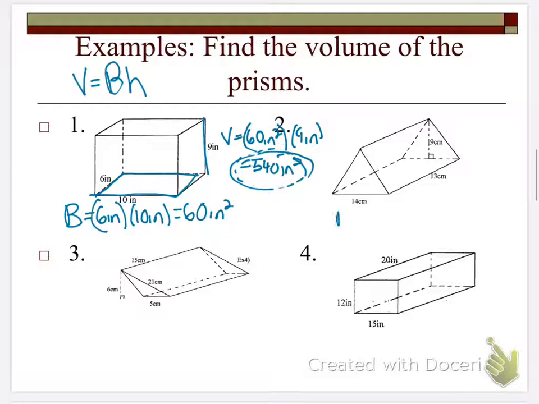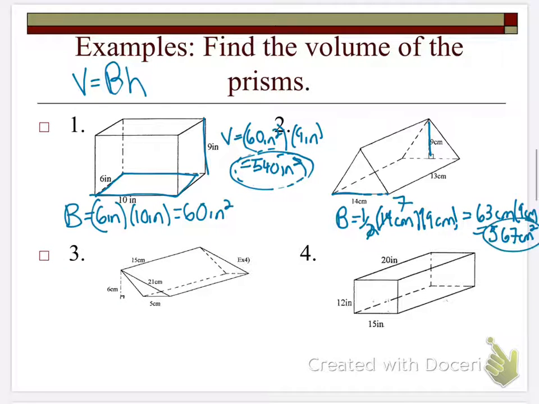Okay, now we're going to go on to the next one. You see our base here is a triangle. Well, triangle's area is 1/2 base times height. We see our base is 14 centimeters. Our height is 9 centimeters. Half of 14 is 7. 7 times 9 is 63. Just double checking. Okay, 63 centimeters times 9 is what our volume is. So 9 times 63, let me put that in my little calculator. That gives me 567 centimeters cubed.